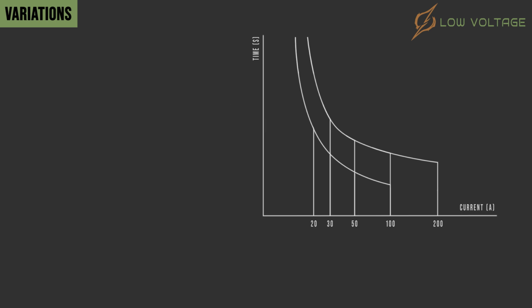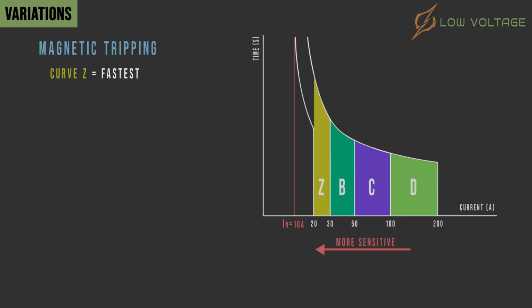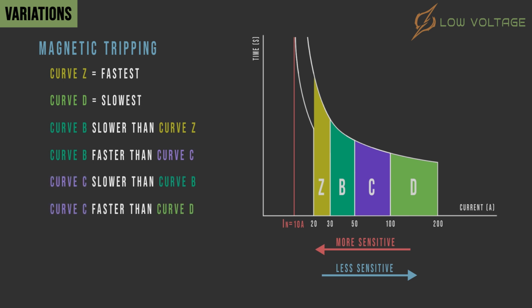Now let's compare these mentioned curves side by side. Generally speaking, we can see that curve Z trips magnetically between 20 and 30 amperes, and curve D trips magnetically between 100 and 200 amperes. This means that curve Z is the fastest and most sensitive to magnetic tripping, while curve D is the slowest and least sensitive to magnetic tripping. Curve B is slower than curve Z and faster than curve C, and curve C is slower than curve B and faster than curve D.